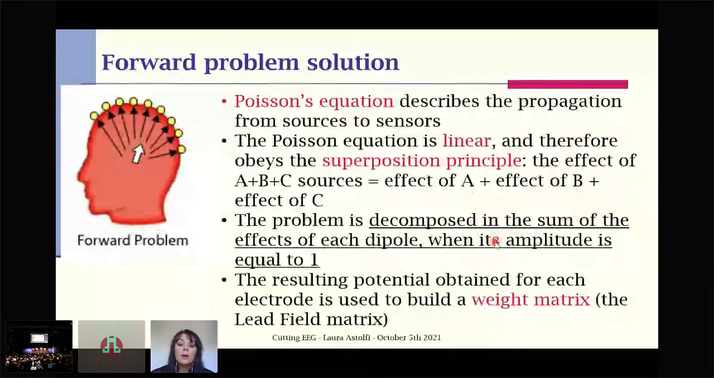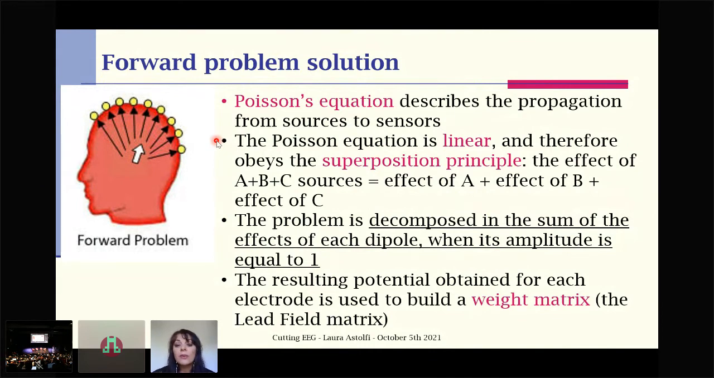We can turn on any single dipole in our model by putting its amplitude equal to 1, because since everything is linear, if I double the input, the output will be doubled as well. So if we put them to 1, we can build a matrix or a vector of weights for each dipole. These weights keep all the information about the propagation from the sources to the sensors. The problem is not trivial. It's not easy to do this for a real situation, for a real condition.